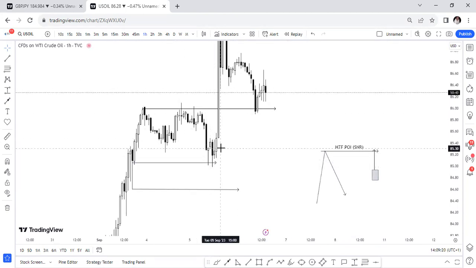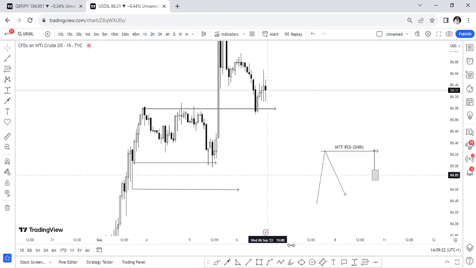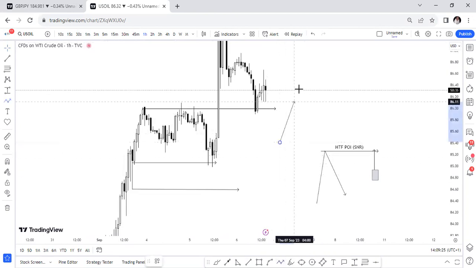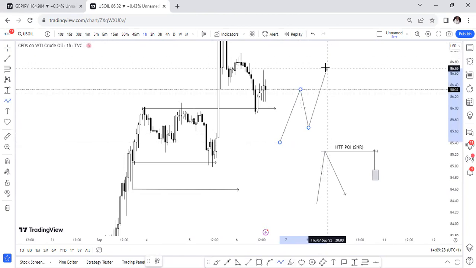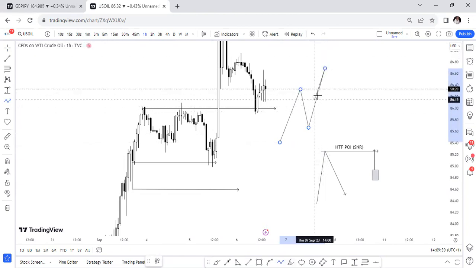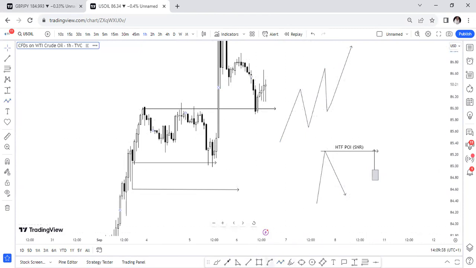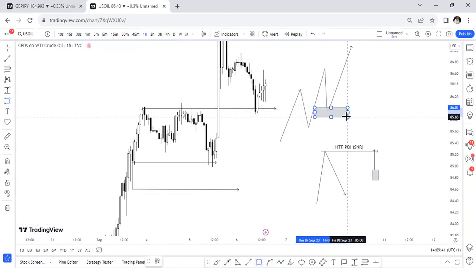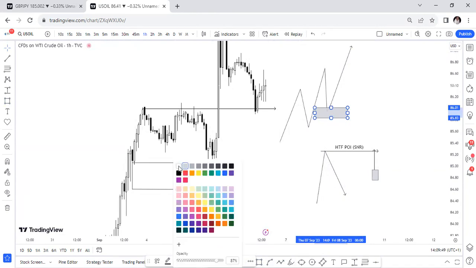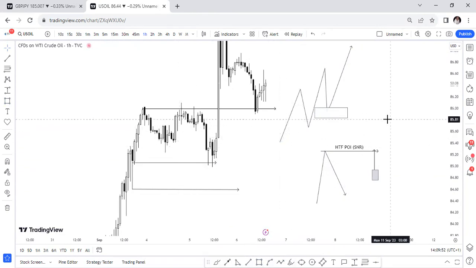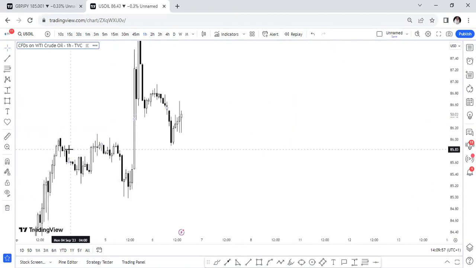This is a setup. For your entry point, go to 50 minutes and look for something like this, the same pattern. Then you can locate a fair value gap, or when price returns to this place it will give you the bounce. So this will be your entry point. That will be your entry point. Next we go to our design.